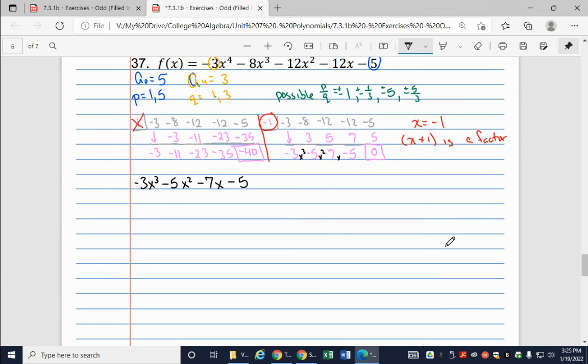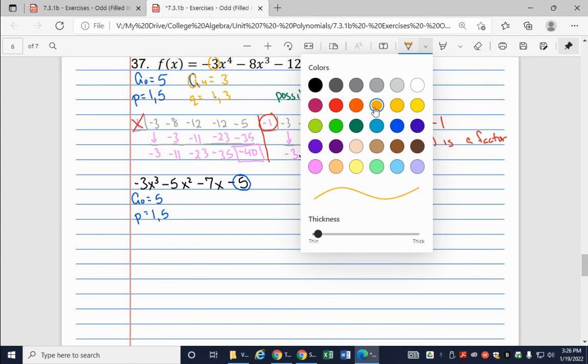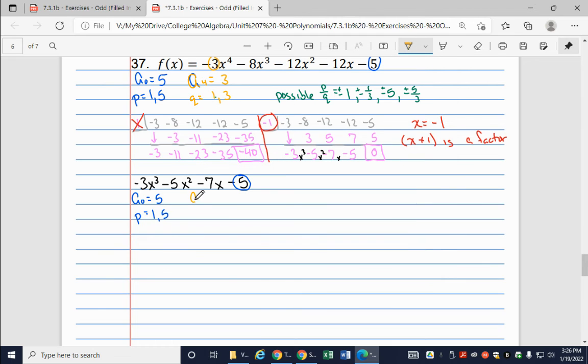And because it's cubed, we do the guess and check again with the same values, or with new values if these changed. But if you notice, I still have a 5 on the end and I still have a 3 in the front. So I'm still going to have the same a sub 0. My a sub 0 is 5, which means my p's are still 1 and 5. And this time I'm looking for an a sub 3, but it is 3, which means my q's are still 1 and 3.